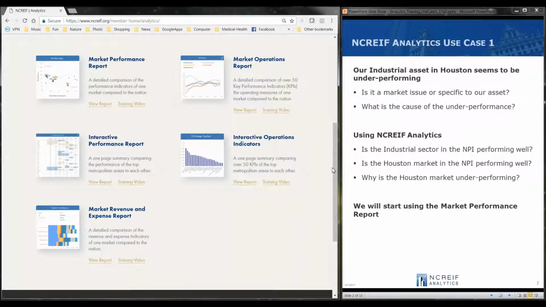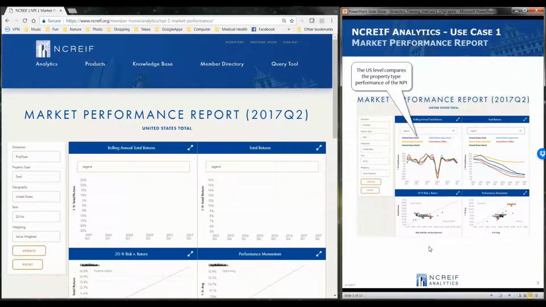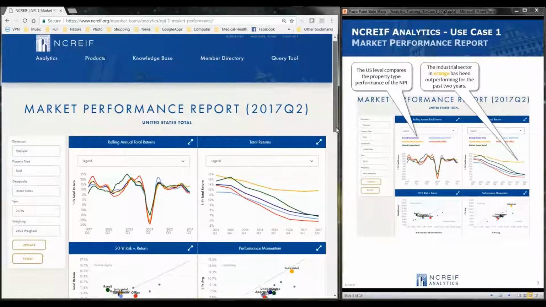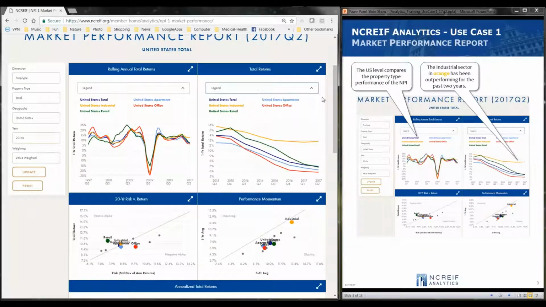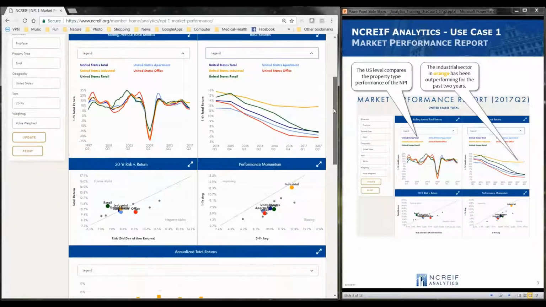Using NCREIF Analytics, we will explore information from NCREIF's database of over 10,000 properties. The tool will enable you to better understand the market performance of the NPI, the industrial sector, and the Houston market. Let's start by opening the Market Performance Report. The Market Performance Report looks at the total returns of a market compared to the nation. By default, the report opens by showing the United States and each of the 4 property types.